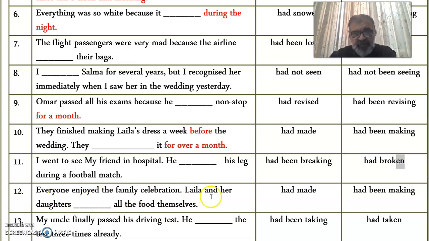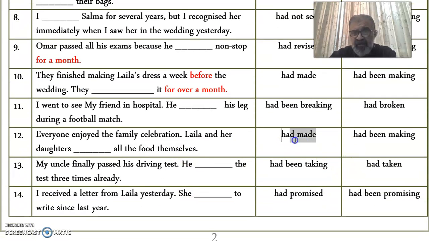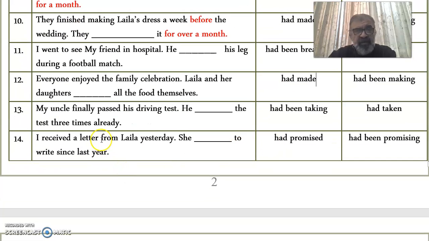Everyone enjoyed the family celebration. Layla and her daughters had made all the food themselves. No specific duration. All here is not followed by a time indicator like all year, all week. That's why we should use had made. And now, my uncle passed his driving test. Okay, he had taken it 3 times already, no indication of any duration, had taken.